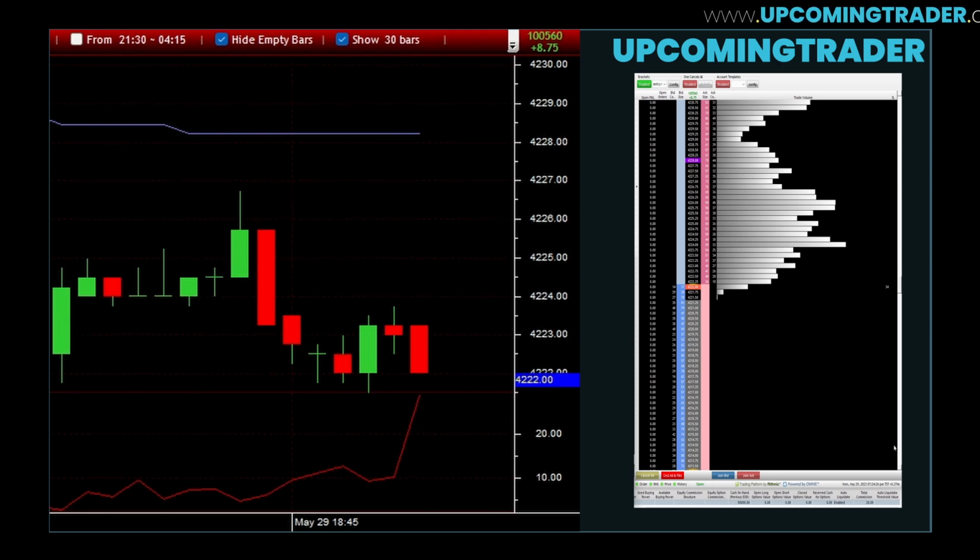For instance, if price consistently revisits the POC without breaking away, it shows that market participants are comfortable at that level, often resulting in range-bound trading. On the other hand, if price breaks decisively away from the POC after consolidation, it may signal a strong directional move fueled by a change in market sentiment.